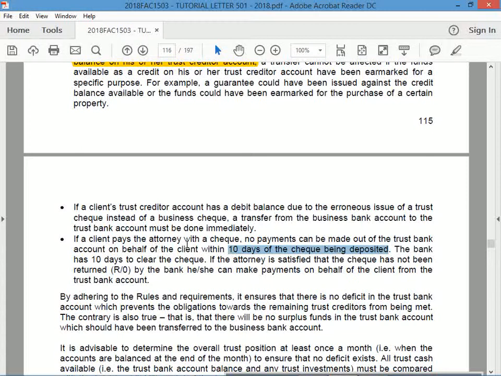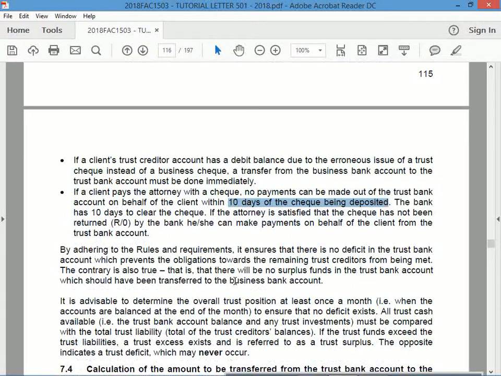If the client pays the attorney with a check, no payments can be made out of the trust bank account on behalf of the client within 10 days. Obviously, checks take time to clear. There's a 10-day waiting period that you need to wait for before making any transfers from their account. So that's purely theory.